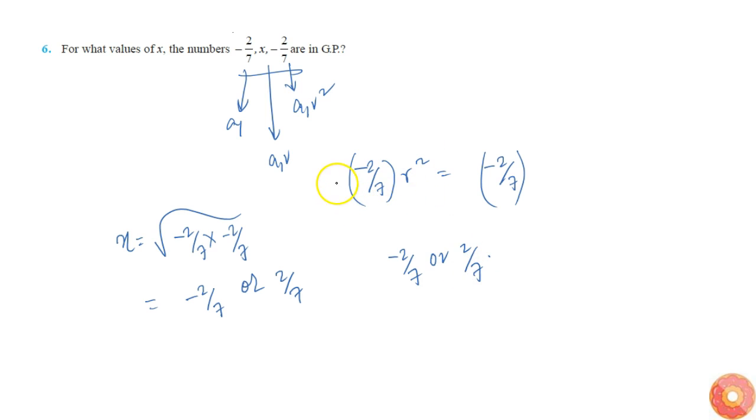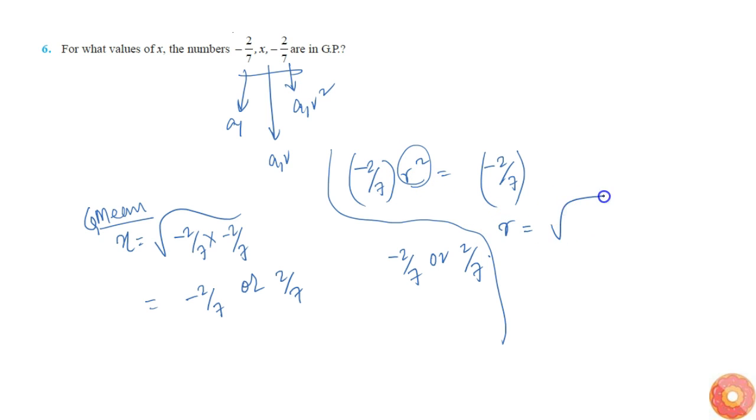I'll just show you that it can be shown in another way. This was by finding the geometric mean. I'll try to show that by finding the R value. So R can be equal to the square root of 1, which is equal to plus or minus 1. So AR, which is x, can take two values, minus 2 by 7 and 2 by 7, because here I'll take R equal to minus 1, and R equal to plus 1. That's how we'll get it.